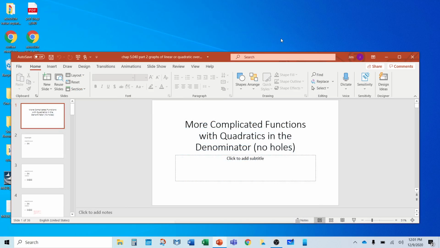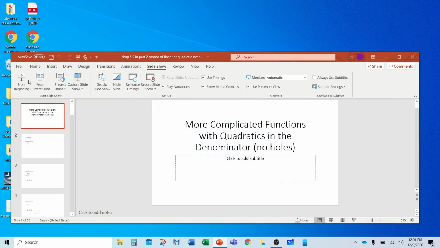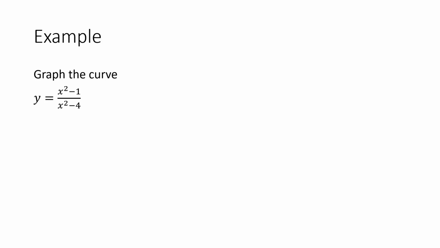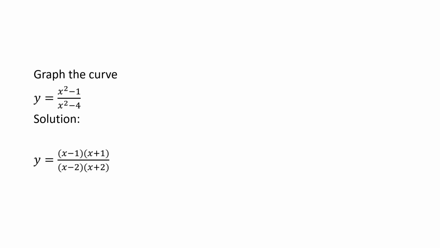In this lesson, we're going to talk about how to graph more complicated rational functions that have quadratics in the denominator, where one of the factors doesn't cancel out and create a hole. So imagine we want to graph the curve y equals x squared minus 1 over x squared minus 4. First things first, we're going to factor numerator and denominator.